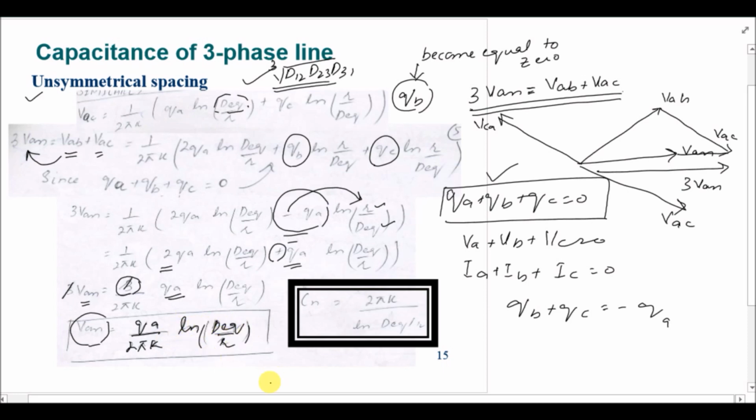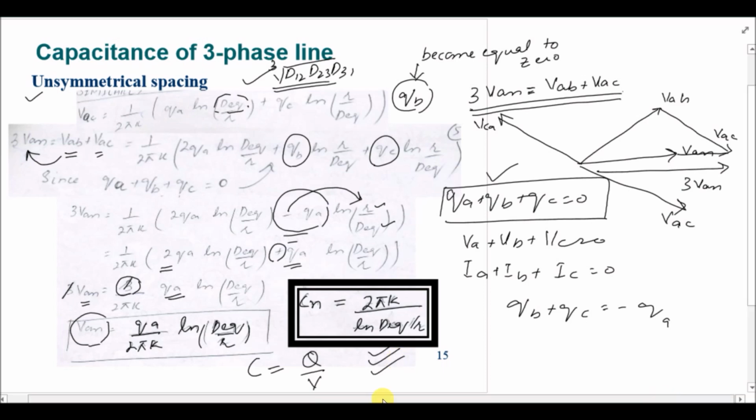And now to find the capacitance value, C is equal to Q over V, you will get the single line to ground capacitance, or line to neutral capacitance, equal to 2 pi K over ln D equivalent over R. So this is the formula that you will be using for calculation of a three-phase unsymmetrically spaced transmission line.